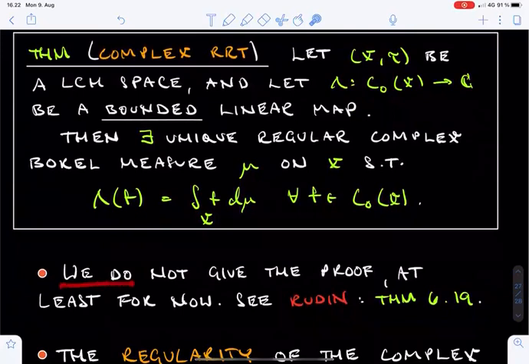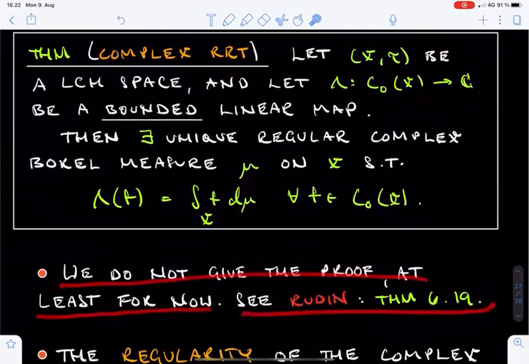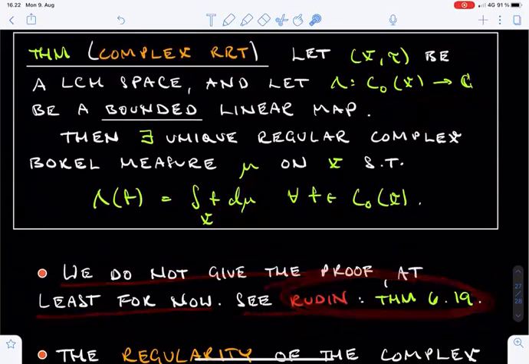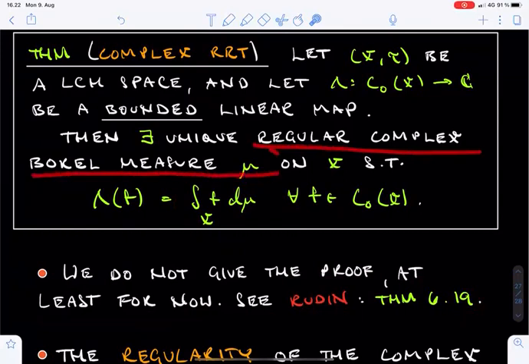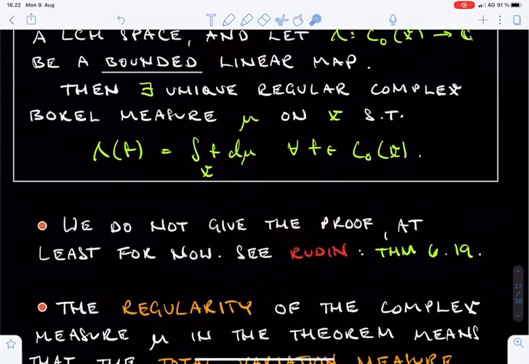As we mentioned before, we don't give a proof of this version of the Riesz representation theorem, at least yet. For a reference, see Rudin's Real and Complex Analysis, theorem 6.19. If you look closer, even the statement of the theorem contains a couple of points we have not properly defined. What does the integral with respect to a complex measure actually mean? And what does the regularity of a complex Borel measure mean? Both of these are non-trivial questions, which we will discuss later in the course.